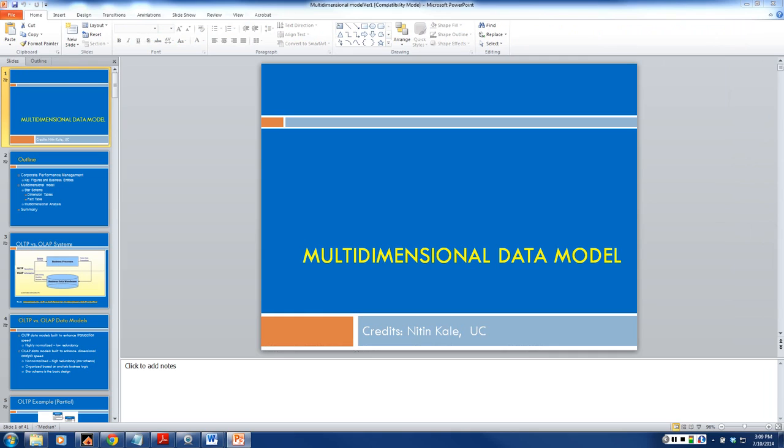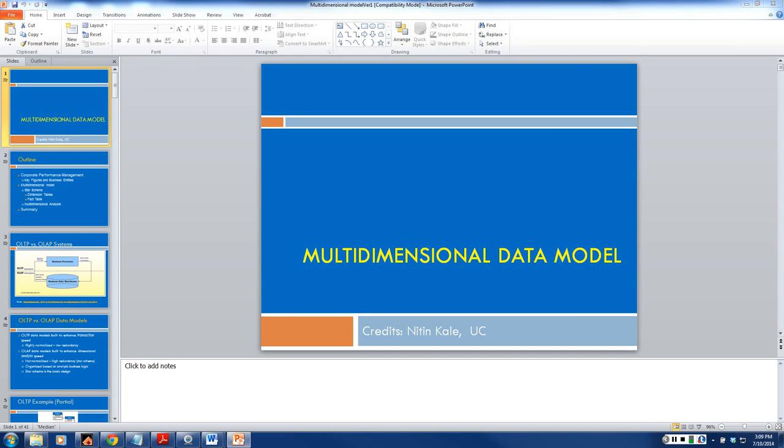This particular video is about multidimensionality, and there are several things that we will discuss here today. The concept of multidimensions, the concept of fact and dimensions. How do we create a star schema? What are the key elements of a star schema?